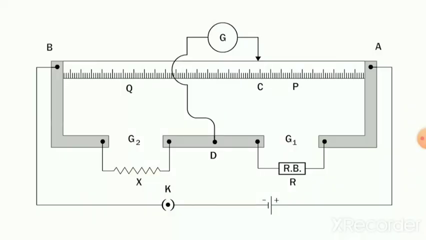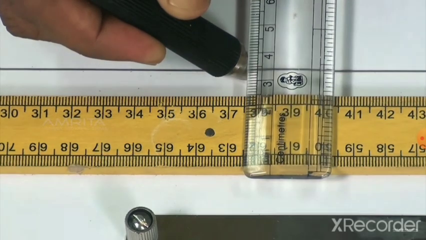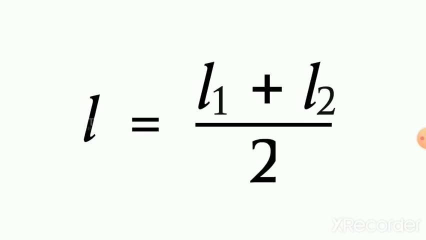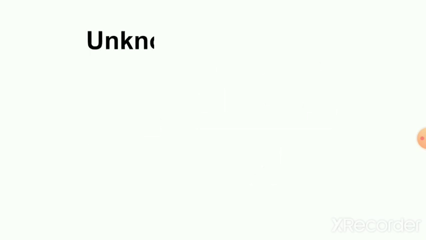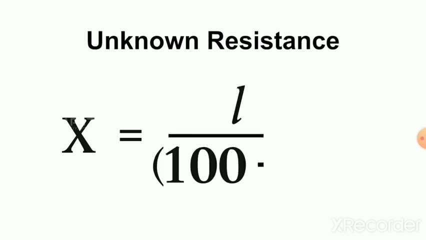Now, interchange the position of the resistance wire and resistance box in gaps G1 and G2. Measure the distance L2 from the balancing point. Then calculate the mean balancing length L. Then calculate the unknown resistance using the equation X = L / (100 - L) × R.